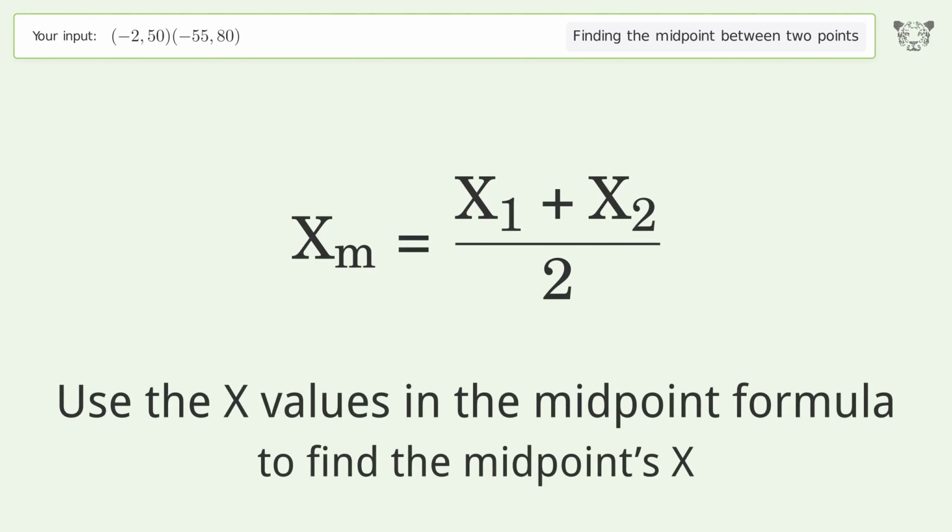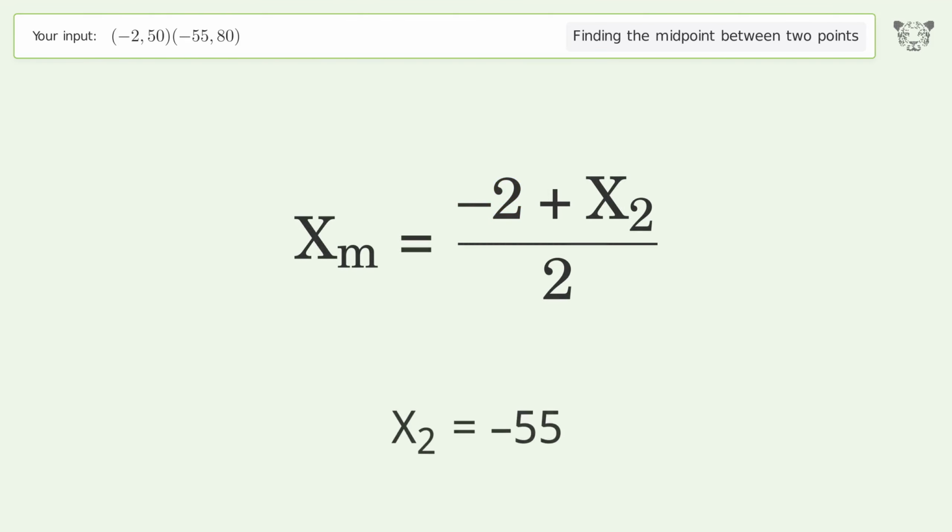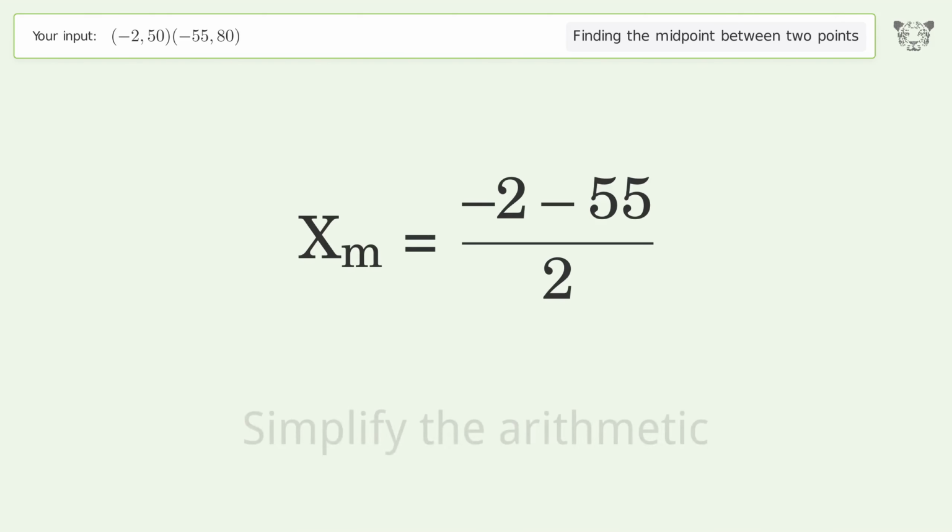Use the x values in the midpoint formula to find the midpoint's x. x1 equals negative 2. x2 equals negative 55. Simplify the arithmetic.